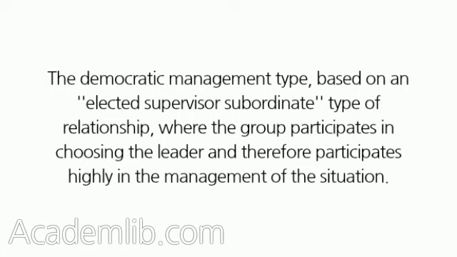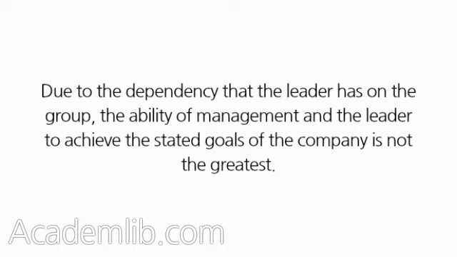The democratic management type, based on an elected supervisor-subordinate type of relationship, where the group participates in choosing the leader and therefore participates highly in the management of the situation. Due to the dependency that the leader has on the group, the ability of management and the leader to achieve the stated goals of the company is not the greatest.